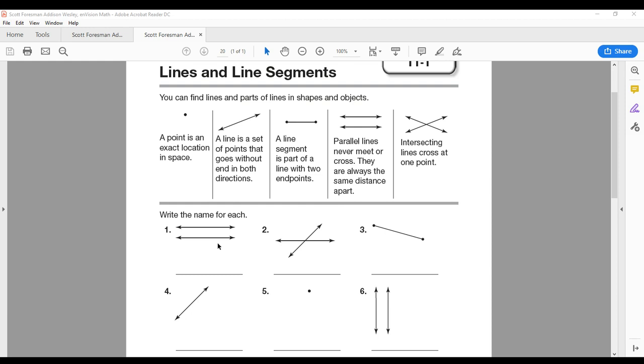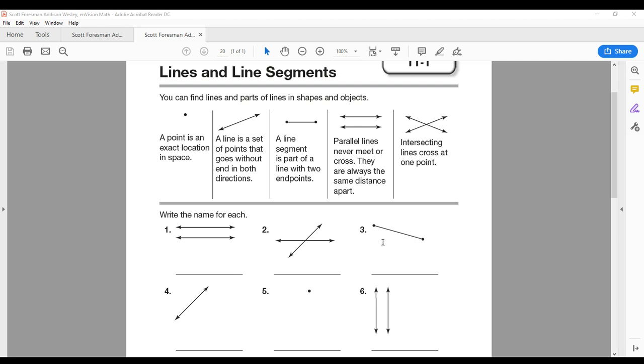So this says, write the name for each. Number 1, these are parallel lines. There's an example right here, and I know they're parallel lines because they're two lines. I know they're lines because there's arrows on each end, which means they go on forever and they don't cross. They're the same distance apart all the way through. Number 2, these are intersecting lines. I know they're lines because the arrows are on the end, which tells me they go on forever, and they intersect or cross at one point.